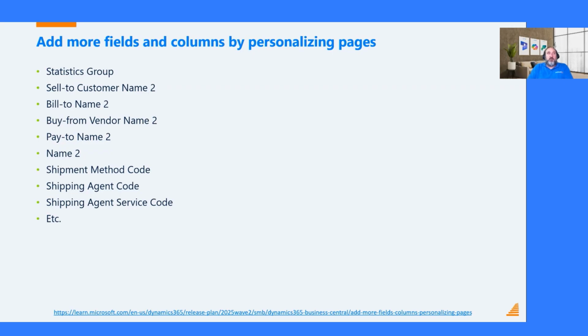Sell to customer name to, bill to customer name to. All of these fields weren't added by default, so you couldn't add these fields through personalization. You had to go and add these fields through customization. But with this version of Business Central, they're now added to the tables by default, and the user then has the ability to show these fields by personalizing the pages.